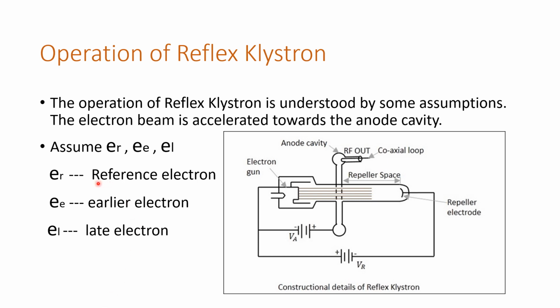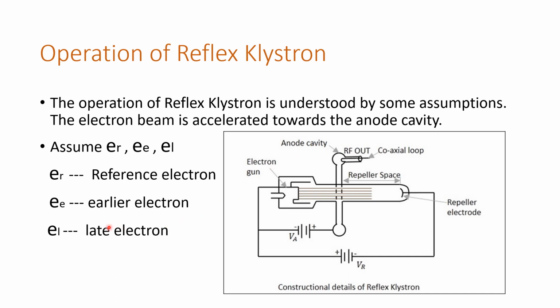Let us assume three electrons: reference electron, earlier electron, late electron. Let us assume that the reference electron crosses the anode cavity but has no extra velocity. It repels back after reaching the repeller electrode with the same velocity. Another electron, let's say the earlier electron, which has started earlier than the reference electron, reaches the repeller first but returns slowly, reaching at the same time as the reference electron.